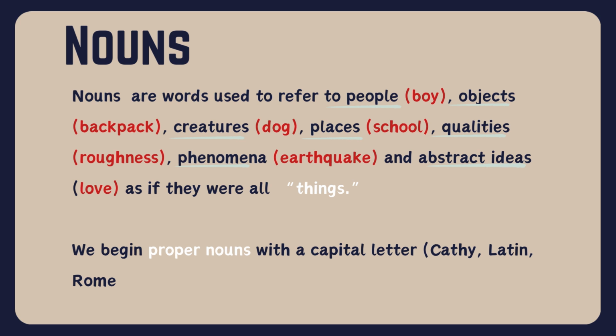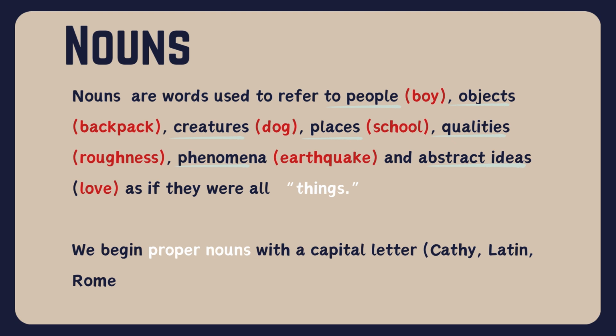Objects are things like backpack or table. Creatures include animals or other living things such as dog. For places, there are locations like school or Rome. School is a common noun. Rome is a proper noun because it is referring to something specific.